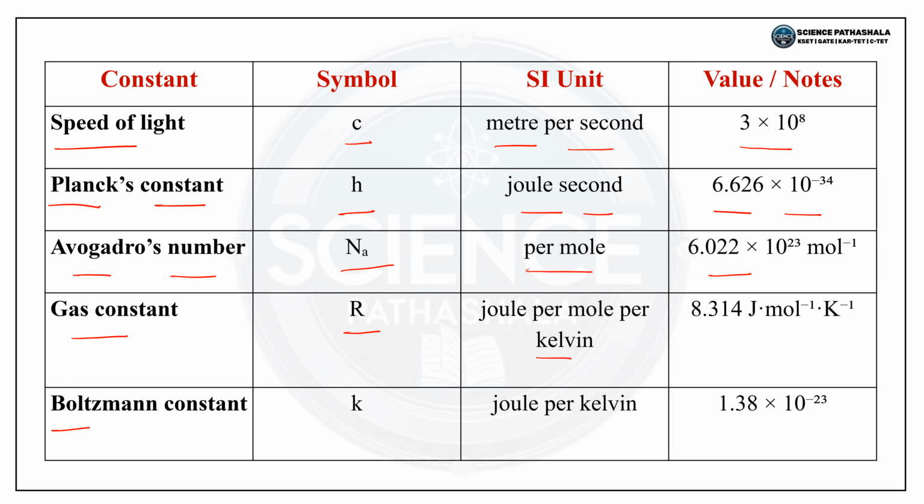Boltzmann constant. The Boltzmann constant links the average kinetic energy of particles to the temperature of a gas. It is represented by the symbol small k. The SI unit is joule per Kelvin. Its value is 1.38 into 10 raised to minus 23.